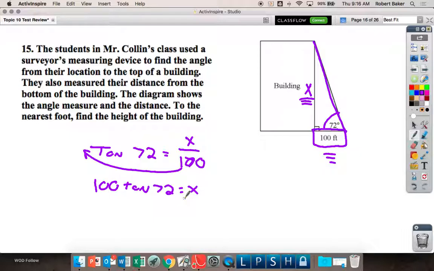Is anybody concerned about what a vinculum is? Or just letting me say it? You know what a vinculum is? This is the vinculum right here, the line that separates the numerator and denominator. It's the fun word. Just call it a line, but it's called a vinculum.